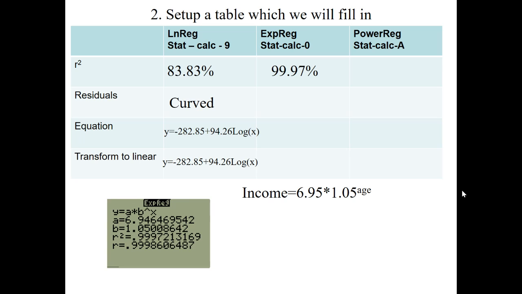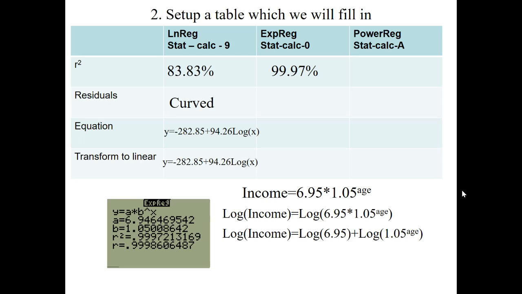This is what my equation would actually look like. Income equals 6.95 times 1.05 to the age. This is not a linear equation though. A linear equation would have a constant times the age, and that's not what I have. So I have to apply some of my rules of logarithms. I take the log of both sides of the equation. Using the rules of logarithms, log of a times b is equal to log a plus log b. I can expand the right-hand side. Finally, log of a number raised to a power is equal to that power times the log of the number. So I can bring that age down and make it a multiple.